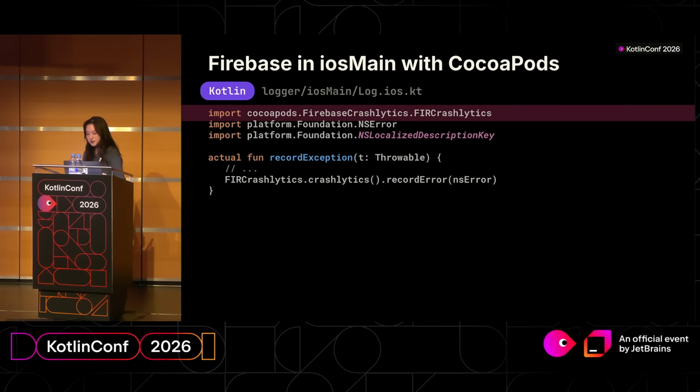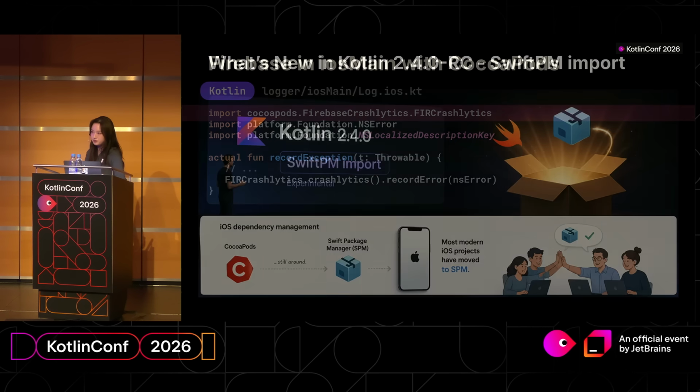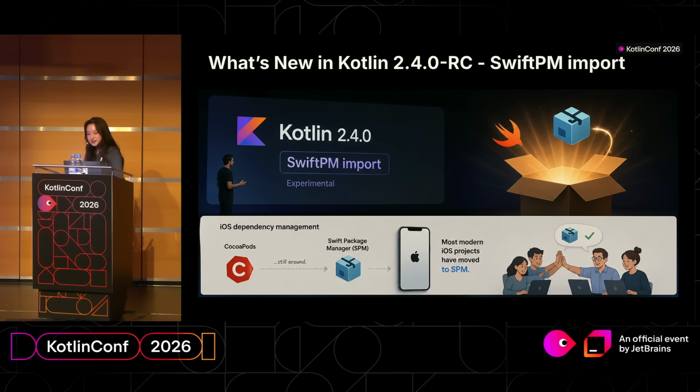And the bigger problem isn't even the friction. It's that most modern iOS projects have already moved off CocoaPods. They use SwiftPM. So the moment you add KMP to a clean SPM project, you're dragging CocoaPods back in. And then, just recently before the conference, Kotlin 2.4.0 hit RC, and that means I have to update my talk slide again. And it also brings SwiftPM import. It's experimental, but it's what a lot of us have been waiting for.